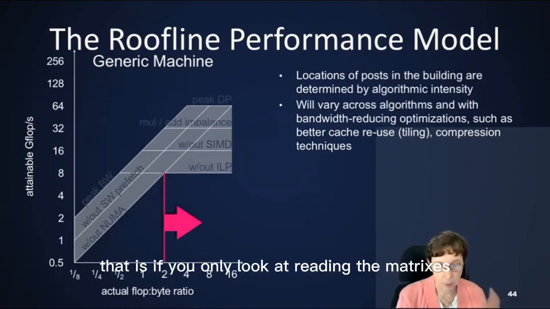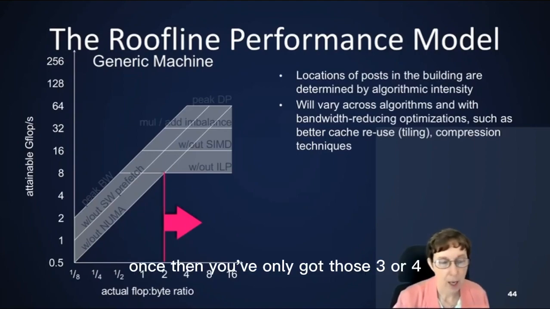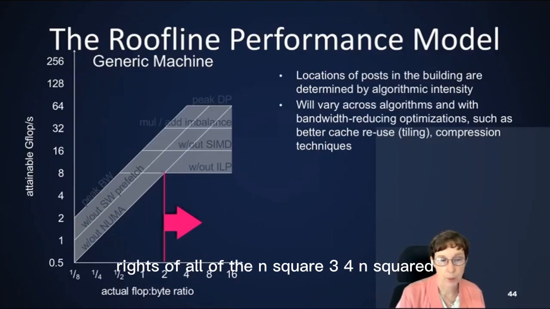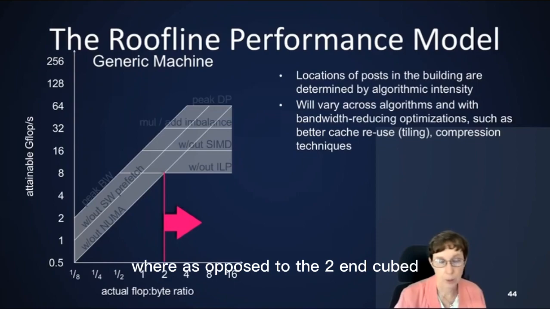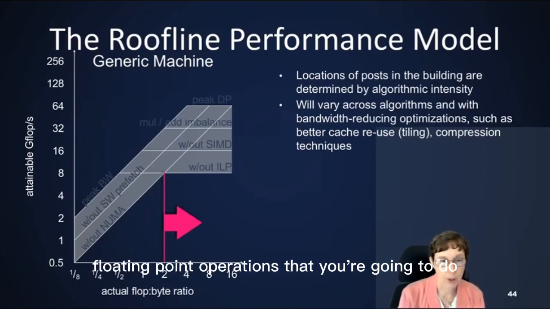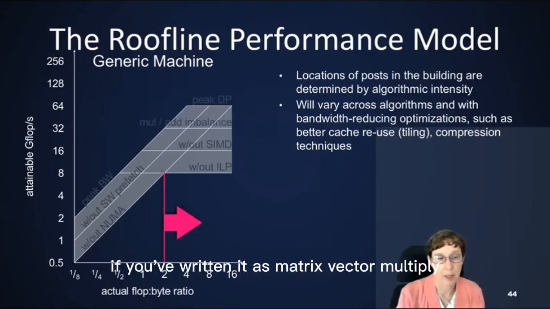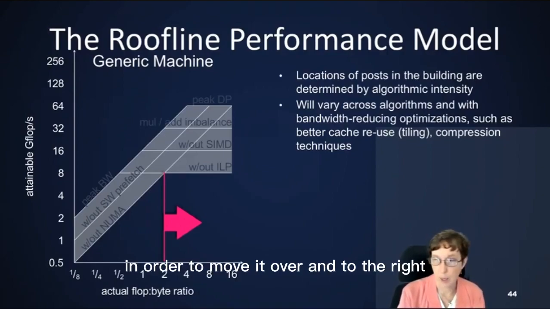That is, if you only look at reading the A and B matrices once and writing the matrix C once, then you've only got those 3, or 4 if you're doing an update to C, writes of all of the four n squared memory operations, as opposed to the 2n cubed floating point operations that you're going to do. But in fact, if you haven't tiled it, you're going to still be sitting here. For example, if you've written it as matrix vector multiply, you'll be sitting over here. And so you'll want to tile it in order to move it over and to the right.